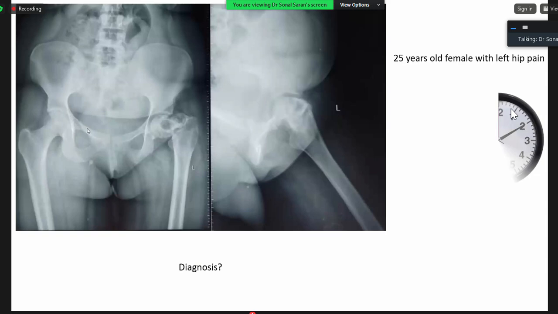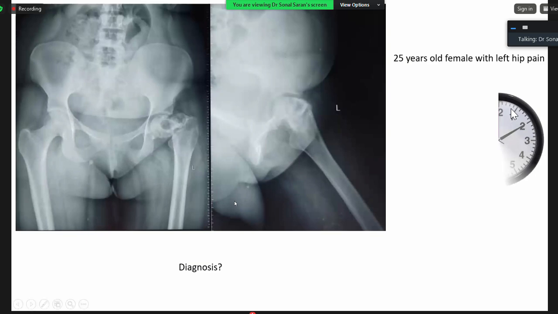Okay. So basically, you can see there is a pathological fracture in the left femoral neck, which is secondary to a lesion over here. The lesion is osteolytic and it is also showing a peripheral area of sclerosis. This location is quite commonly affected by fibrous dysplasia.